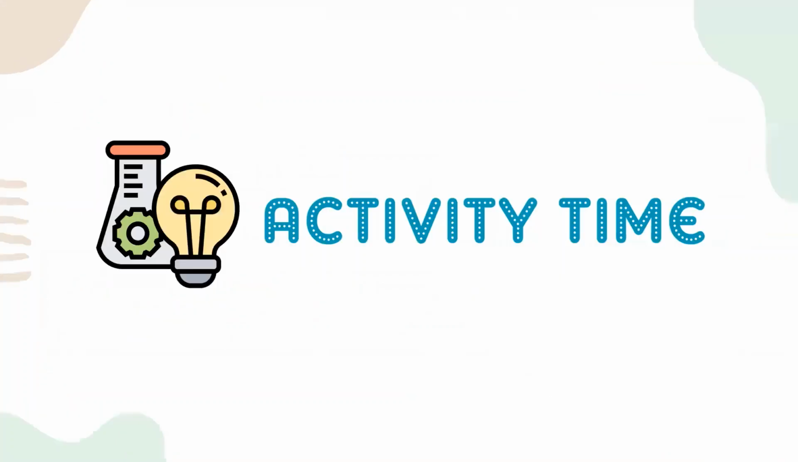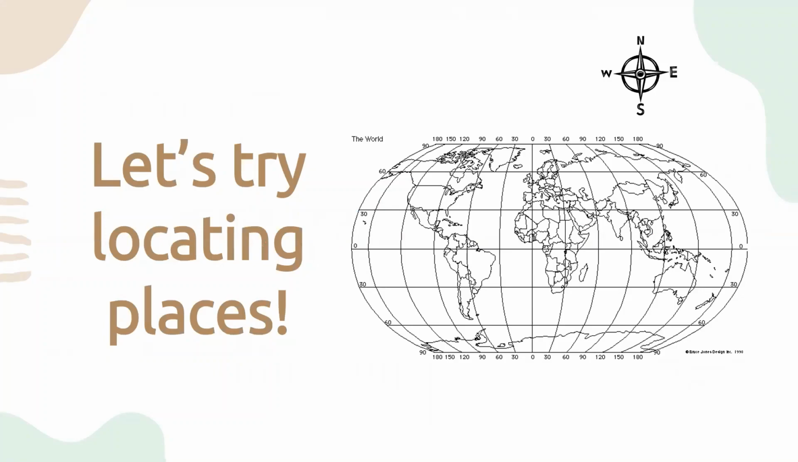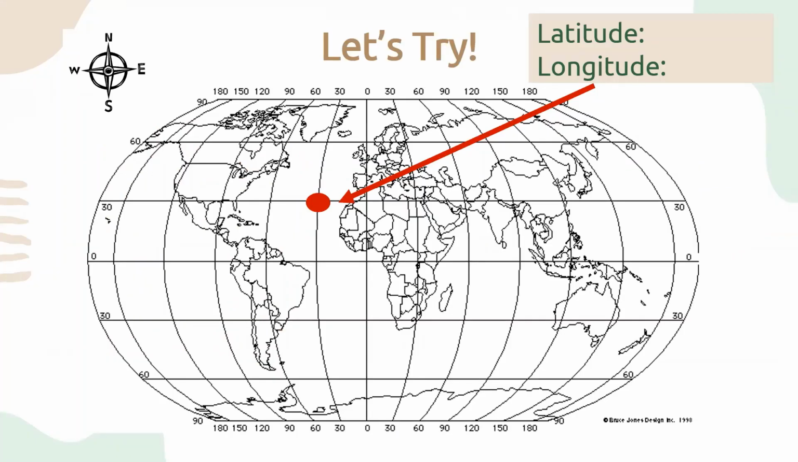Nice! Now let's have an activity. It's activity time! Let's try locating places. Look at this first example. Try to locate this point on the map. To determine its latitude, it will help to use an actual map and a ruler. Lay the ruler horizontally on where the point is. Just look at the degree on the right or left side.